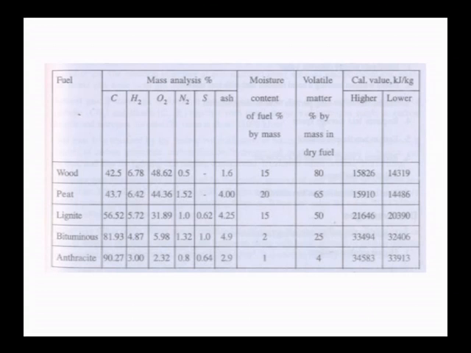So, in solids there are various types of fuels generally you come across. Some of the examples are wood, peat, lignite, bituminous coal, anthracite coal. These are the various stages of solid fuels. Their calorific value is tabulated like this: 15,826, 15,910, 21,646, 33,494, 34,583. One thing you have to remember here, the calorific value is represented by kilojoules per kg. In case of solids and liquids, it will be expressed in terms of kilojoules per kg. So, in this table, I have given what are the values of calorific value of the solid fuels.